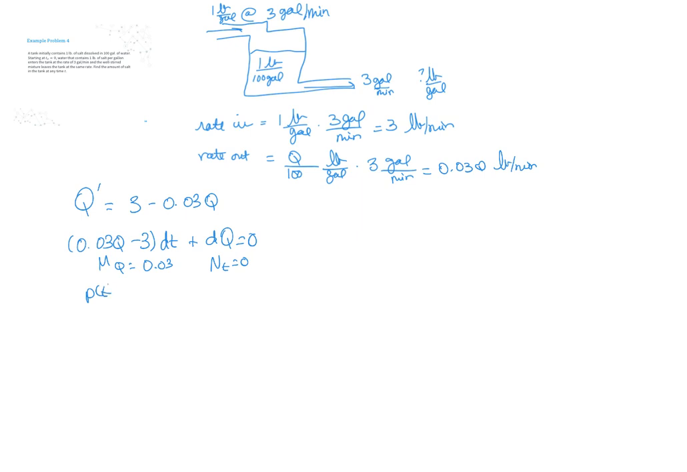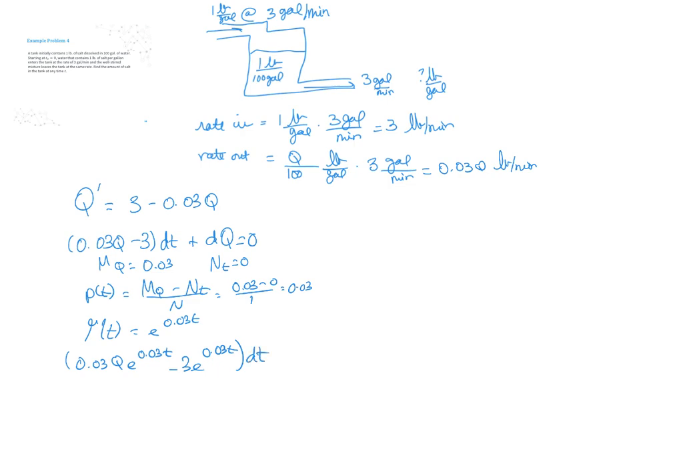So our integrating factor starts with finding p of t, which is M_q minus N_t, over N, which just ends up being 0.03 minus 0 over 1, or 0.03. That makes our integrating factor, mu of t, e to the 0.03t. Multiplying that through, we end up with 0.03 q e to the 0.03t minus 3e to the 0.03t, all times dt, plus e to the 0.03t dq.